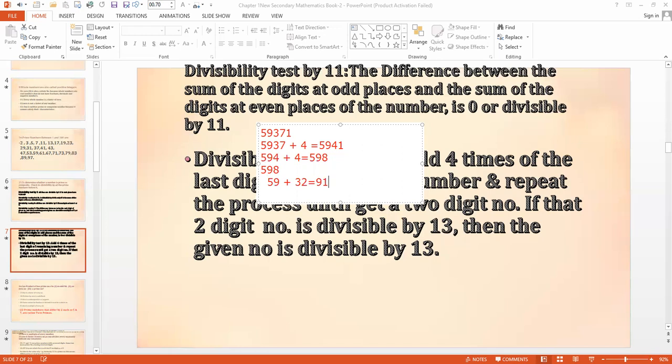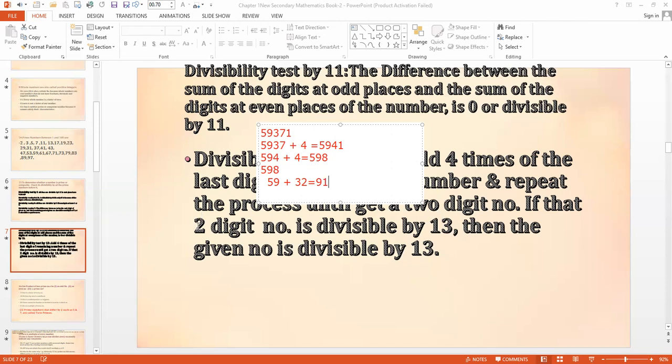Is 91 divisible by 13? Yes, in the 13 table, 13 sevens are 91. So this means the number 59,371 is divisible by 13. Again, look here. For any number given to you, you just have to concentrate on the last digit, that is the unit place.